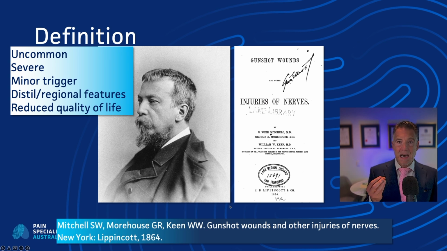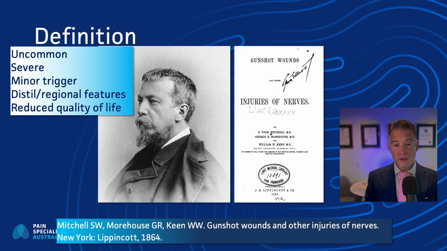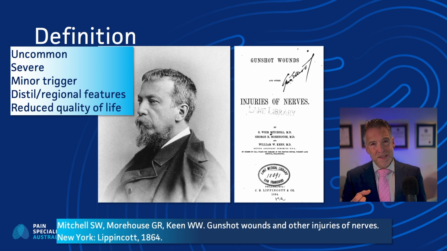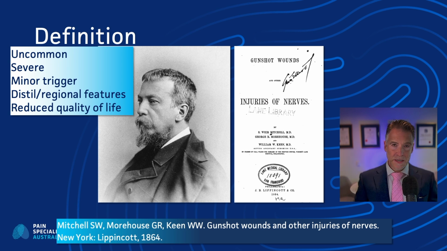It is uncommon. It is common in clinics like this because we see pain, but out in the community it is relatively uncommon. It is severe. There is normally a minor trigger, or what we call an initiating event, that starts the process off. It generally occurs in the distal features, which means the hands and feet, but I have seen CRPS in the knees, in the hips, in the face and shoulders as well. So it can occur in other parts of the body, but generally hands and feet.